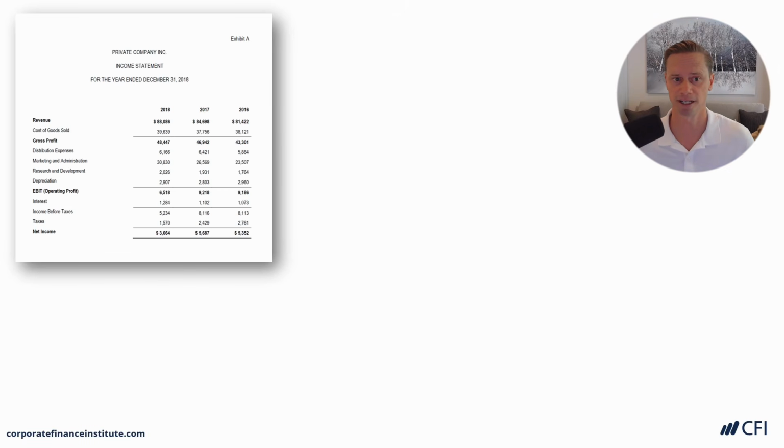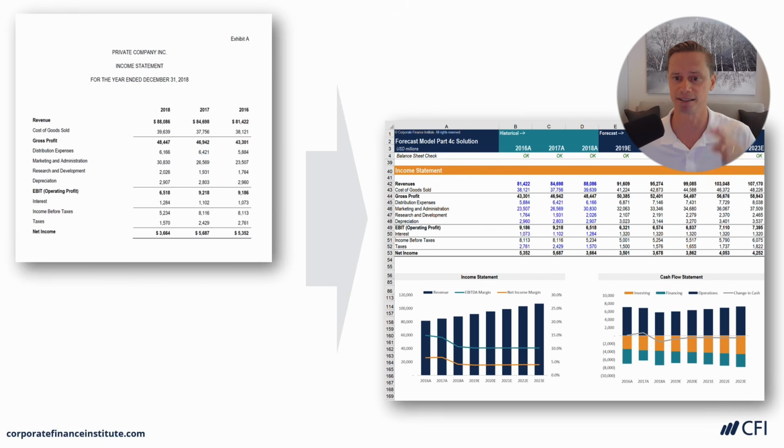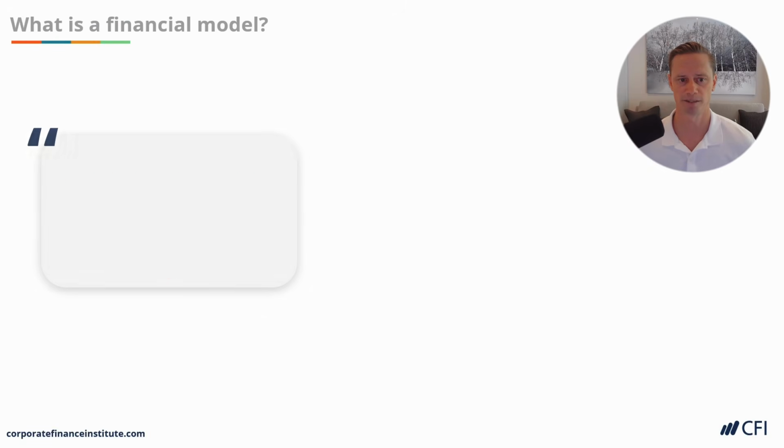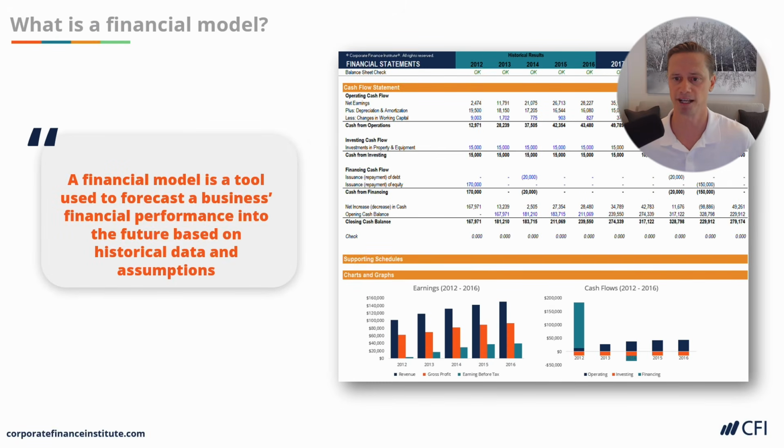All right, so to build a financial model, what we're going to do is take accounting statements like this here and turn them into dynamically linked statements in Excel. So, why would we do that? Well, we want to have a tool. A financial model is really just a tool to forecast business performance into the future based on assumptions and drivers that we want to use to try to predict the future.